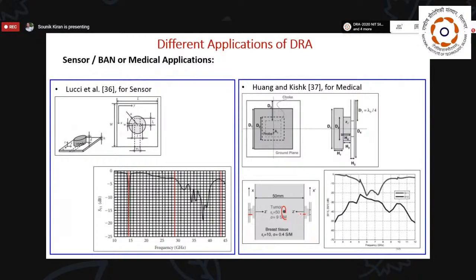Okay, and once the transmit and reception are done, they have also used MATLAB coding to find all these values so that they can detect the size of the tumor. So even if you see, there is a very nice future scope in DRA.